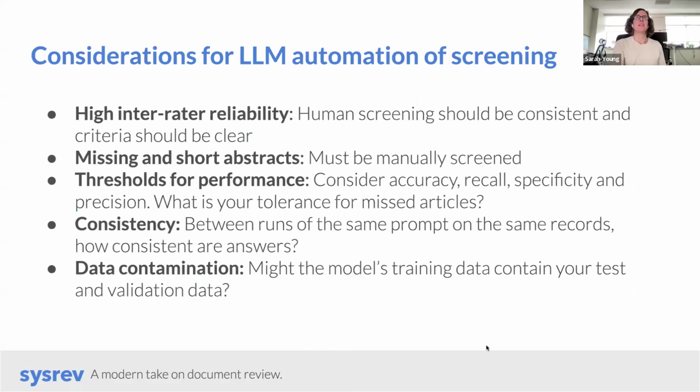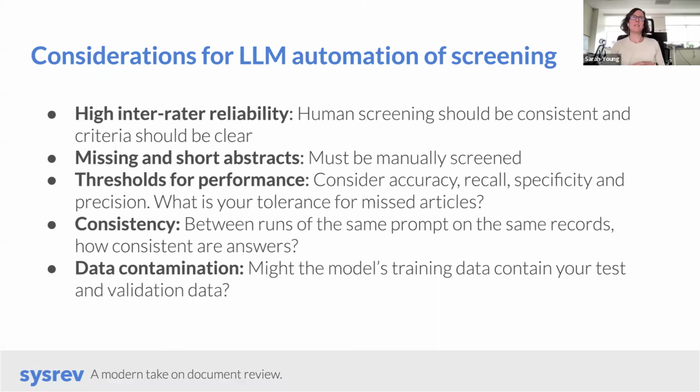A few things to be aware of in taking this approach. When you are testing and validating a prompt against human screened records, you want to make sure that the human screening was also consistent. So there should have been high inter-rater reliability between the two human reviewer decisions. They should have been on the same page with their understanding of the eligibility criteria. If the criteria are not clear to humans, they're not going to be clear to the LLM.